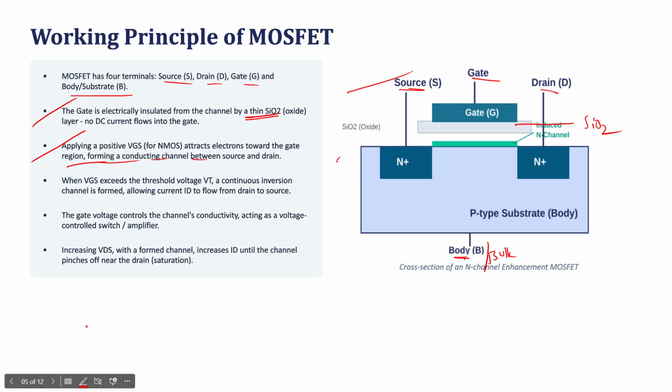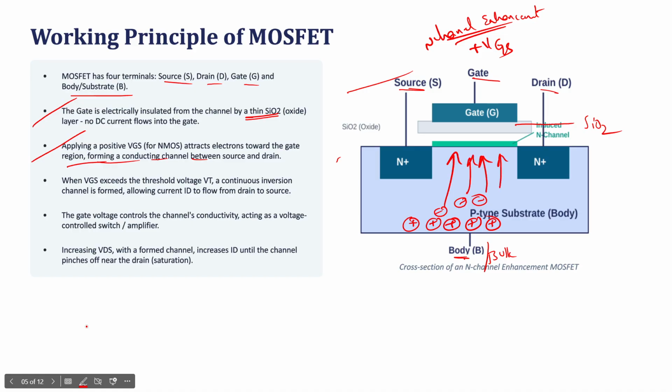Now we are going to apply the positive VGS because this is an N channel enhancement mode MOSFET. In the P substrate, the majority charge carriers are holes and the minority charge carriers are electrons. The minority charge carriers present in the P substrate are attracted towards the positive voltage of the gate. These electrons come to the edge of the gate terminal and form a channel. There is a flow of current between the source and drain through this channel.